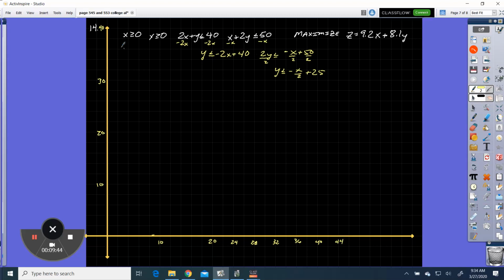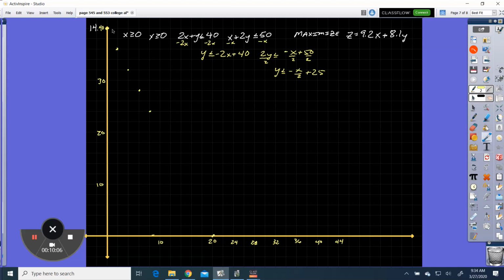I'm ready to graph. X is greater than 0 puts everything over here. Y is greater than 0 puts everything up here. So I'm just looking in this quadrant. So now y is less than negative 2x plus 40. So I start at 40. I go down 2 over 1. So since I'm going down 2 over 1, I'm going to end up at 20.